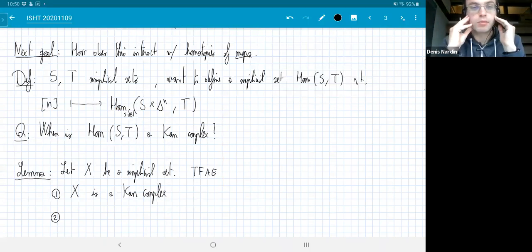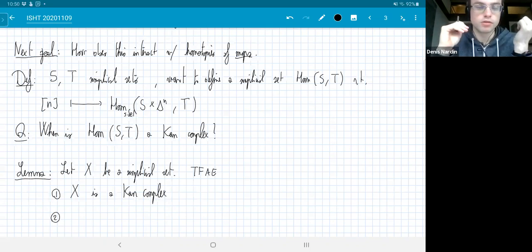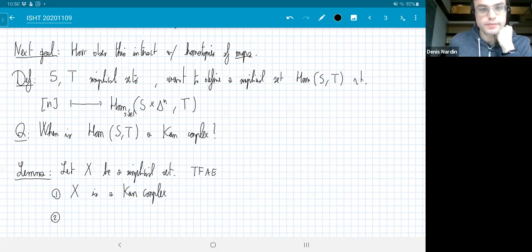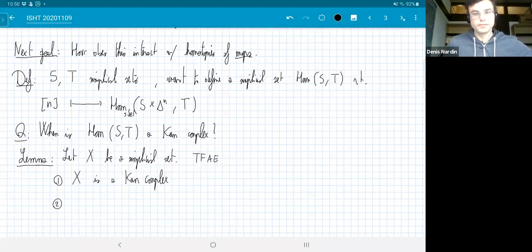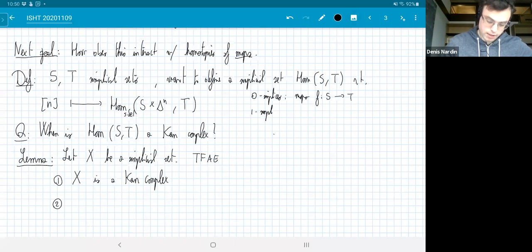The reason I'm interested is because I want to talk about its pi_n, for example, when I want to talk about homotopy classes of maps. But remember, we defined pi_n only for Kan complexes. And you can actually define it more generally, but essentially, I want homotopy of maps to be an equivalence relation. And from that, you really need a Kan complex. Zero simplices: maps f from S to T, one simplices: homotopies, etc.